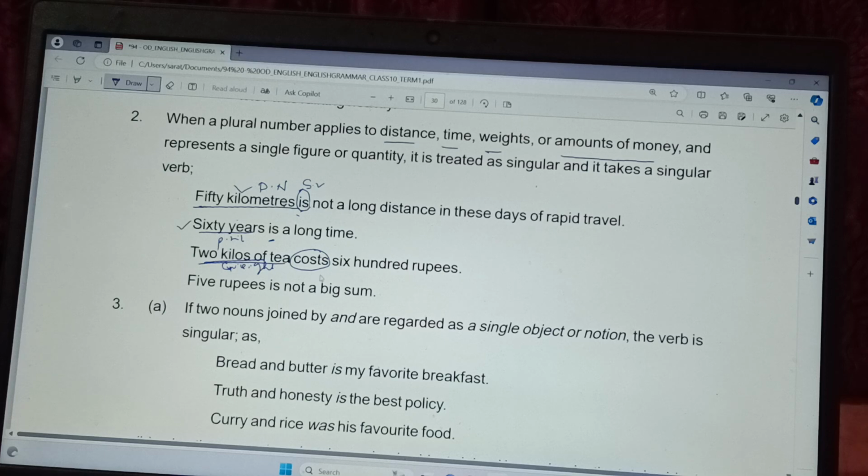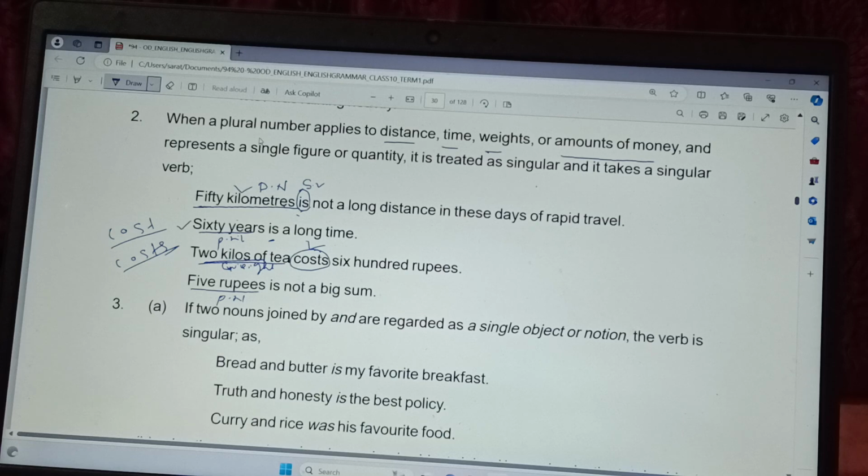2 kilos of tea cost 600 rupees. That means, guys, cost and costs. Do not confuse them, guys. Cost is the plural verb and costs is the singular verb. 5 rupees is not a big sum. The 5 rupees, that is a plural number, and this plural number applies to an amount of money.